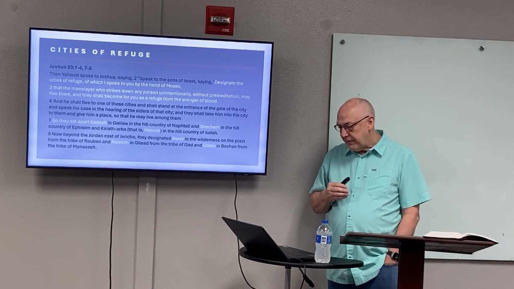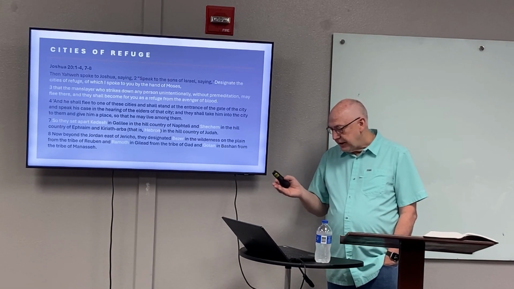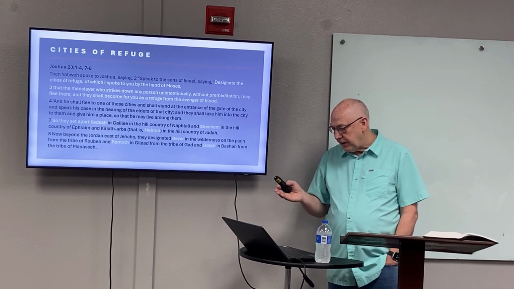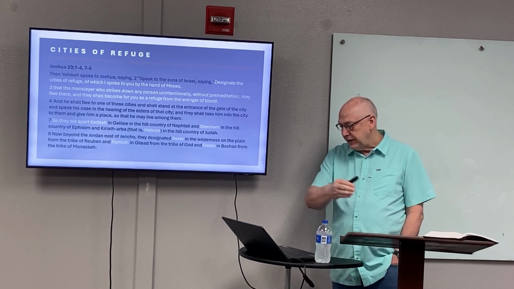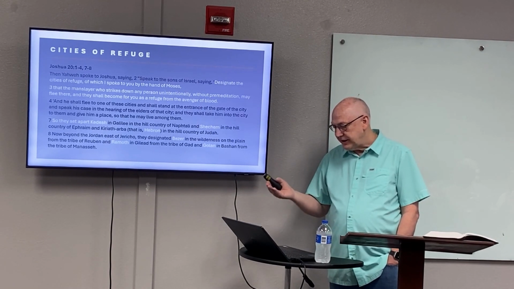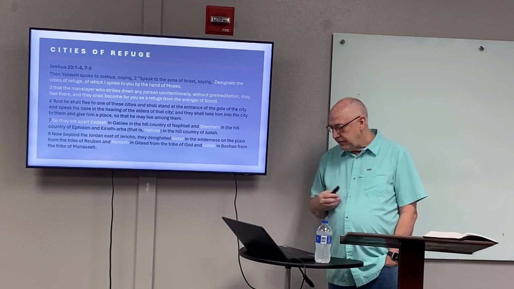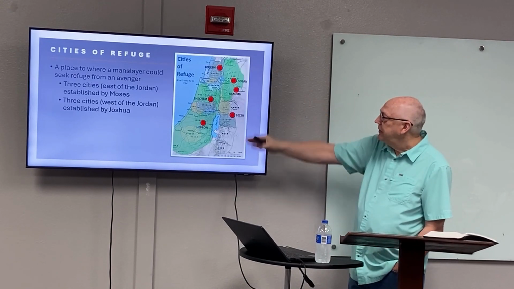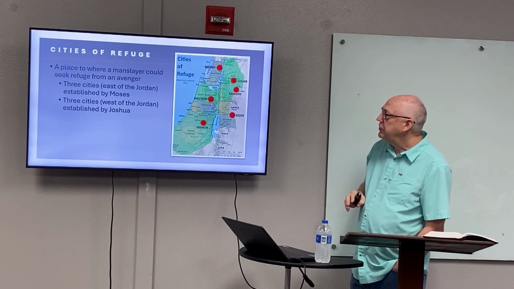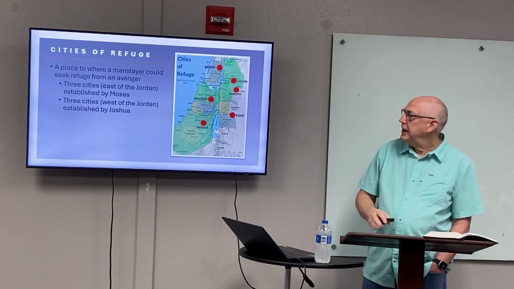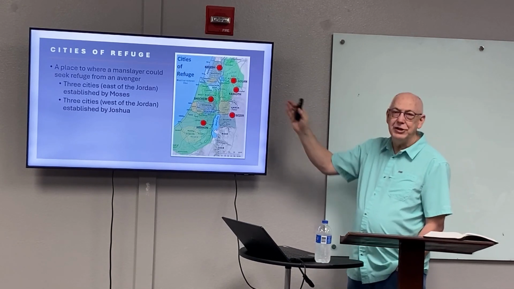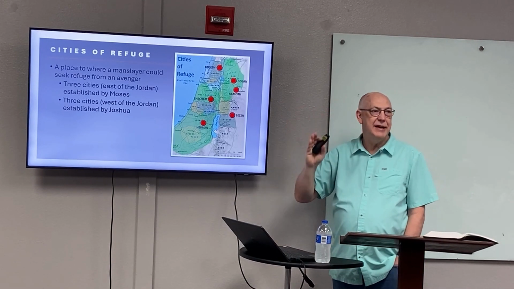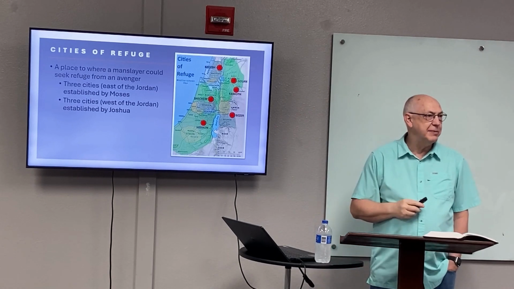So they set apart Kadesh, Shechem, and Hebron, and these are on the west side of the Jordan, and they still have the cities on the east side, Bezer, Ramoth, and Golan. So these are the cities of refuge. You see they're marked there in red. And what do you notice? Anything that pops out or that you notice about the cities?